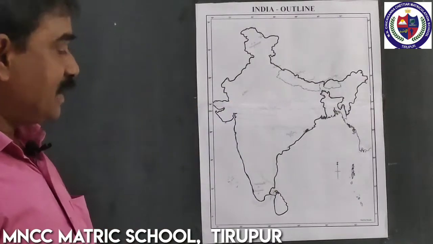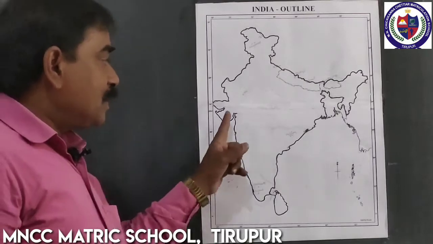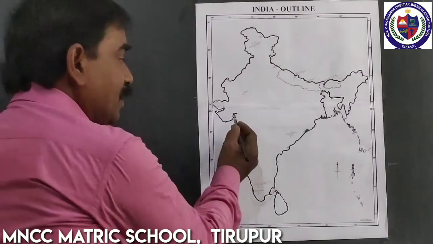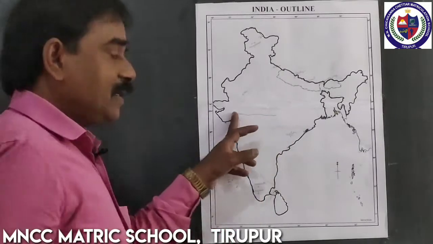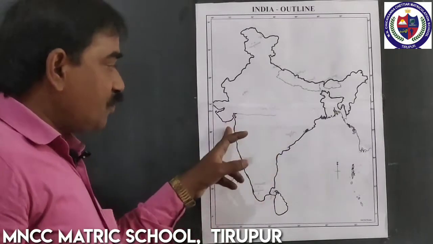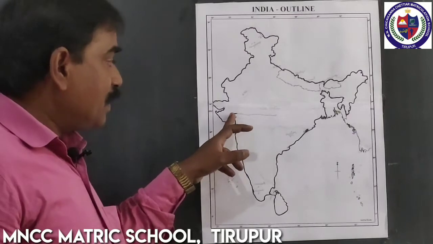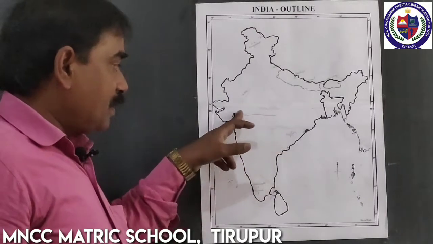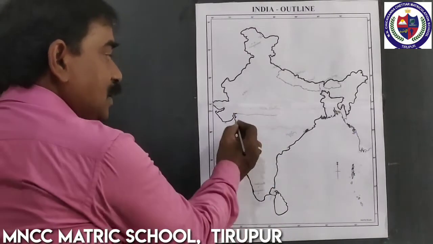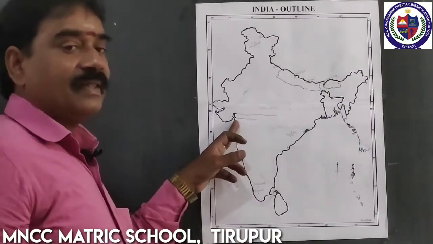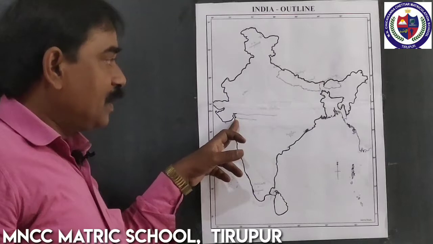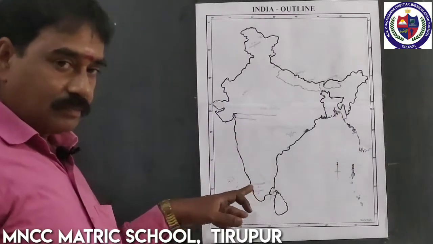Then we will see the rivers. From here till here, if you put a line, this is river Narmada. This is a west flowing river. Below that, this is also a west flowing river, river Tapti. Next we will come down.